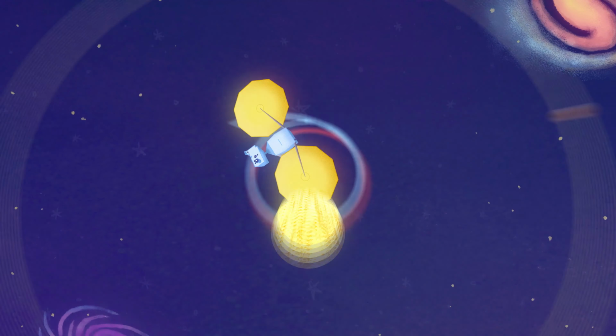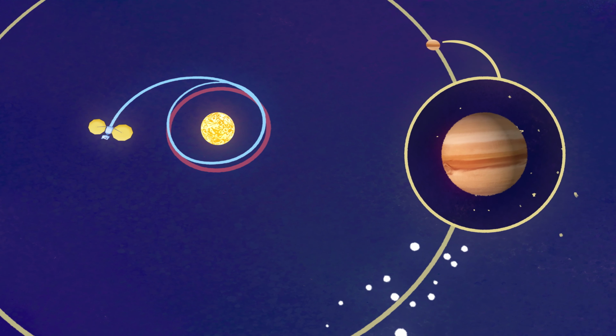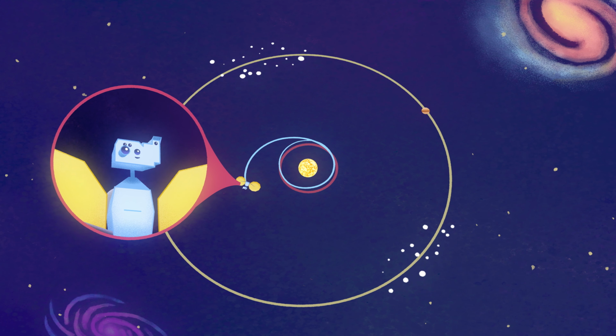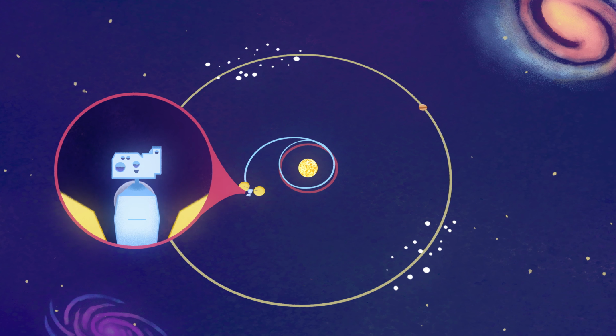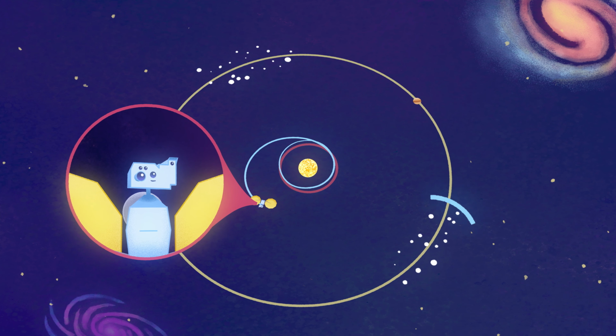The Trojan asteroids are small bodies in our solar system. They share an orbit with Jupiter. There are 2 swarms of them: one located 60 degrees ahead of Jupiter in its orbit, and the other swarm located 60 degrees behind Jupiter in its orbit. And these Trojan asteroids are remnants from planetary formation.